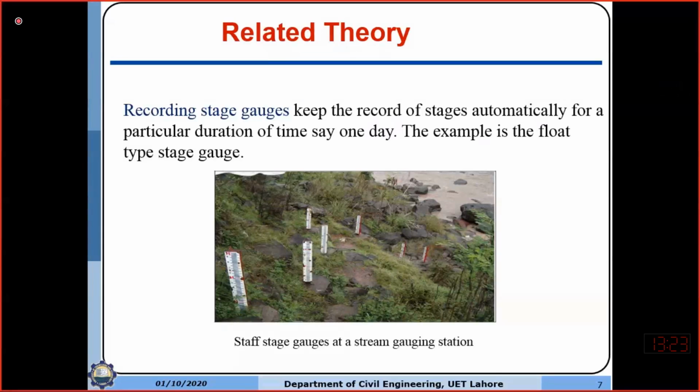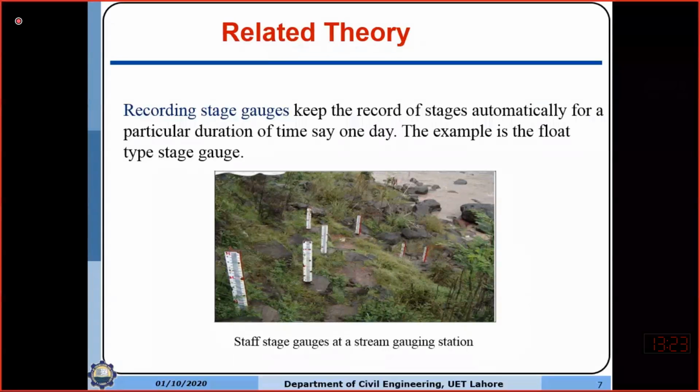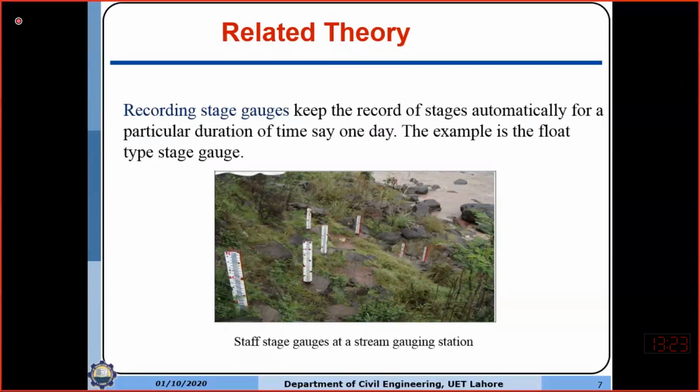An example of this type of gauge is the float type stage gauge, in which whenever the stage is increasing, the float will tend to move up, and accordingly an upward, rising trend will be marked on the chart. And when the stage is falling in the river, we accordingly have the downward trend marked on the chart.